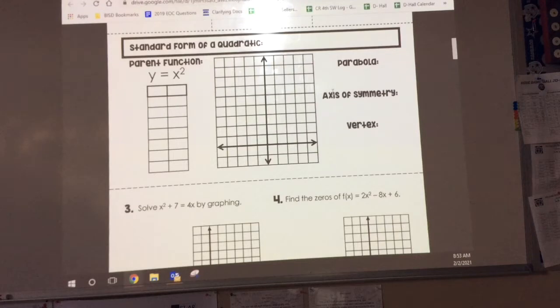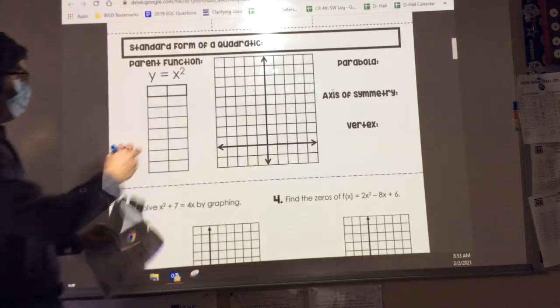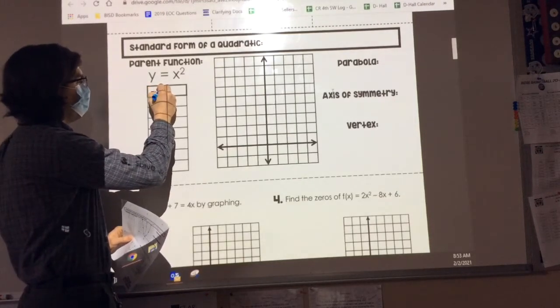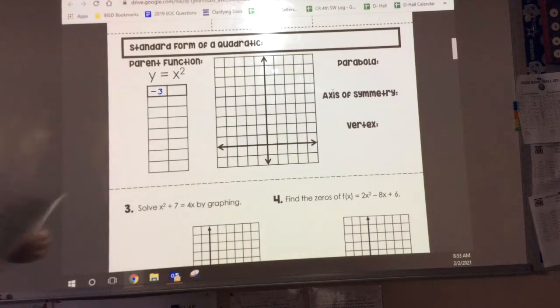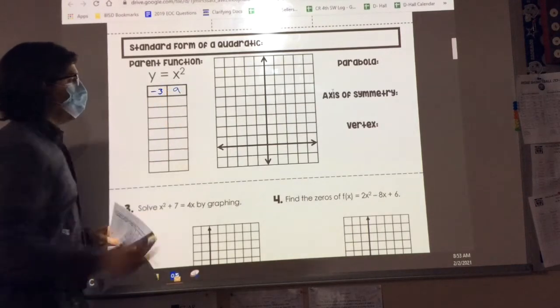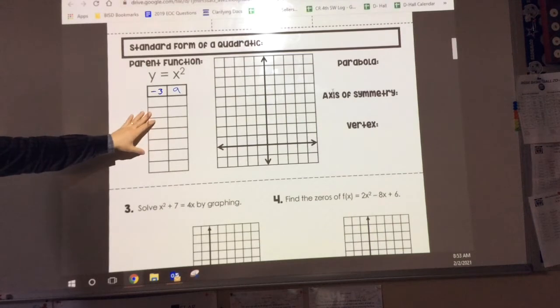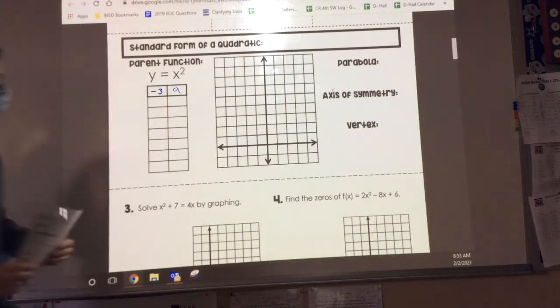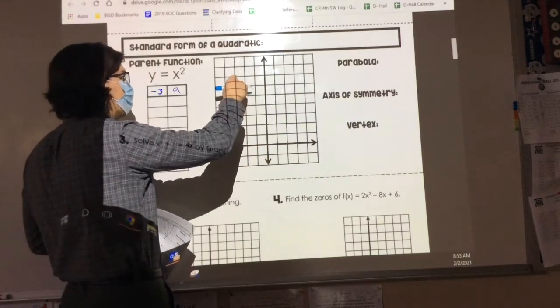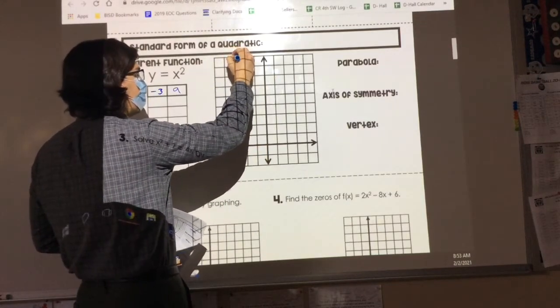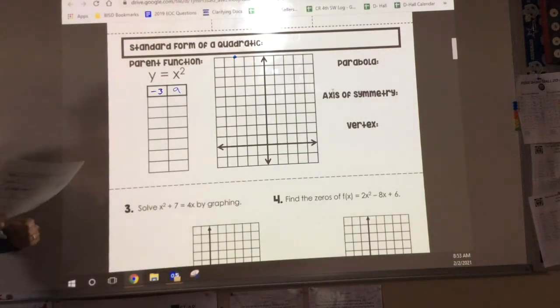I'm going to grab my answer key just so I don't make any mistakes and make your life more difficult. All right, so I'm going to start off with -3 here. If I square -3, what do I get? Positive 9, right? Because -3 times -3 is a positive 9. Now that means I can graph (-3, 9) on this parabola. 1, 2, 3, 1, 2, 3, 4, 5, 6, 7, 8, 9. So that is a point on the parent function.